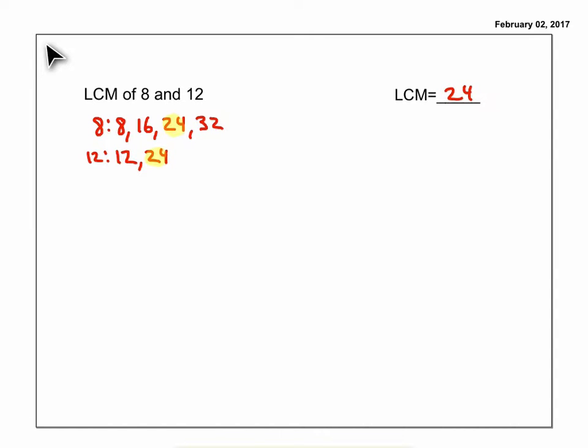Now that's not the only way to find the least common multiple. Another fun way is using prime factorization, as we kind of did before, but with a little twist. Let's break down 8. 8 could be 2 times 4. 2 is prime, 4 is composite. Break it down. 2 times 2.